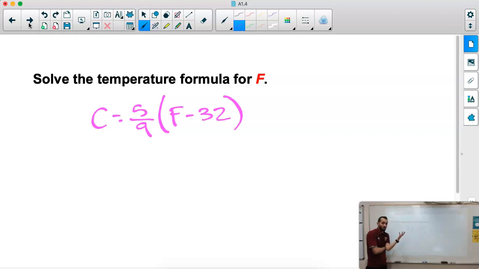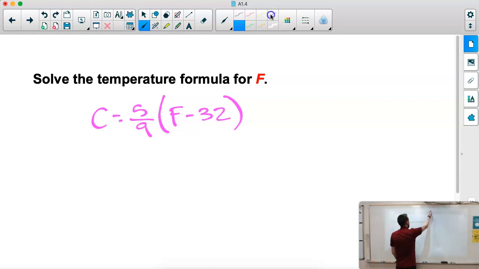In case you didn't know this, just kind of a practical thing. You talk about this in science a little bit. 32 degrees is the freezing point of water, and so this formula kind of forms around that. If we talk about 32 degrees Fahrenheit, that's the freezing point of water. But in Celsius, that's 0. 0 is the freezing point of water. So they just are starting at different places.